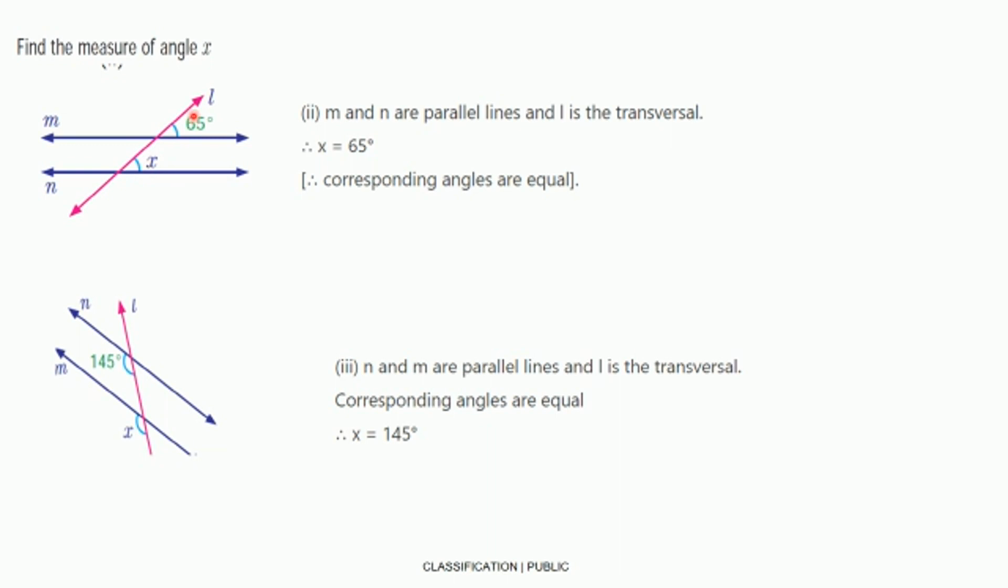Next question. Here x and this is 145. Here also you see parallel lines cut by the transversal. It is down, that line below, here also line below. I told you, for easy memorizing, this is both up and here both down. So x equal to 145 degree. Here also corresponding angles are equal.